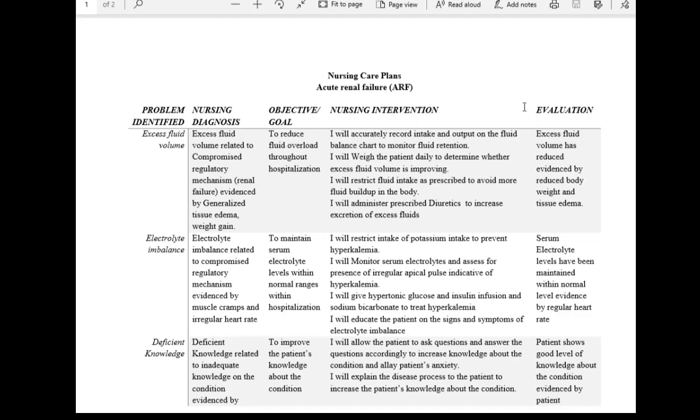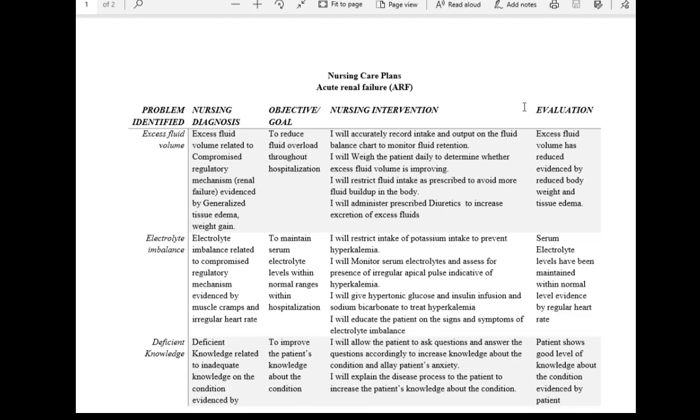The third intervention: I will restrict fluid intake as prescribed to avoid more fluid buildup in the body. So I will restrict fluid intake as prescribed. I will give the patient only few fluids. If it's IV fluids, IV medication, we'll make sure that we minimize introduction of fluids into the body, because remember, this patient already has excessive fluid volume.